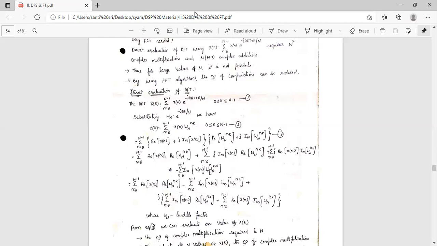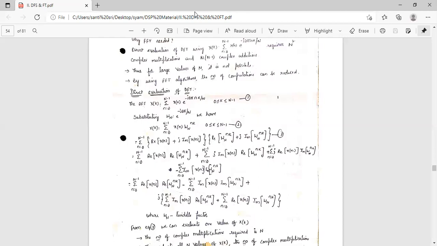So it will become sigma n equal to 0 to N minus 1 real part of x of n into real part of W N power n k, minus sigma n equal to 0 to N minus 1 imaginary part of x of n into imaginary part of omega N power n k, plus j into sigma n equal to 0 to N minus 1 imaginary part of x of n into real part of W N power n k, plus sigma n equal to 0 to N minus 1 real part of x of n into imaginary part of W N power n k, right? So where omega N or W N is nothing but the twiddle factor.